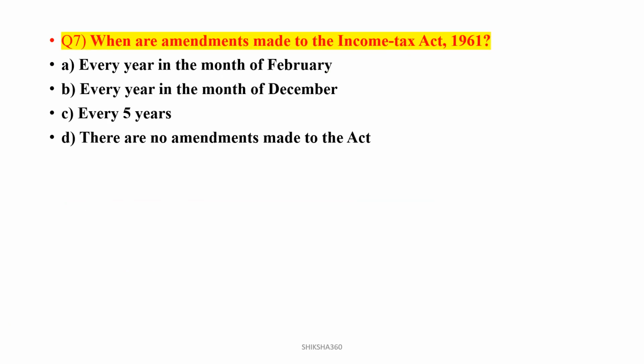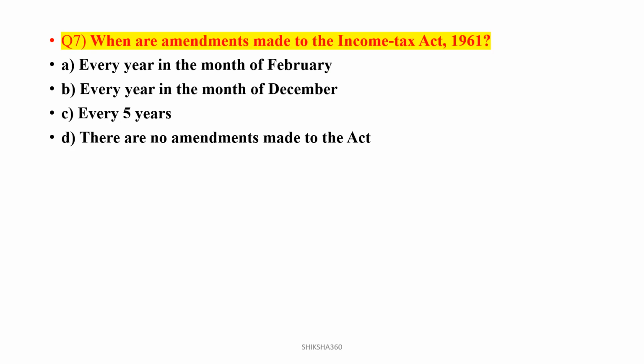Now move to the next question. Question number 7. When are amendments made to the Income Tax Act 1961? Clear? So basically, when the budget is published in the parliament, at that time amendments are generally made. Option A, every year in the month of February.